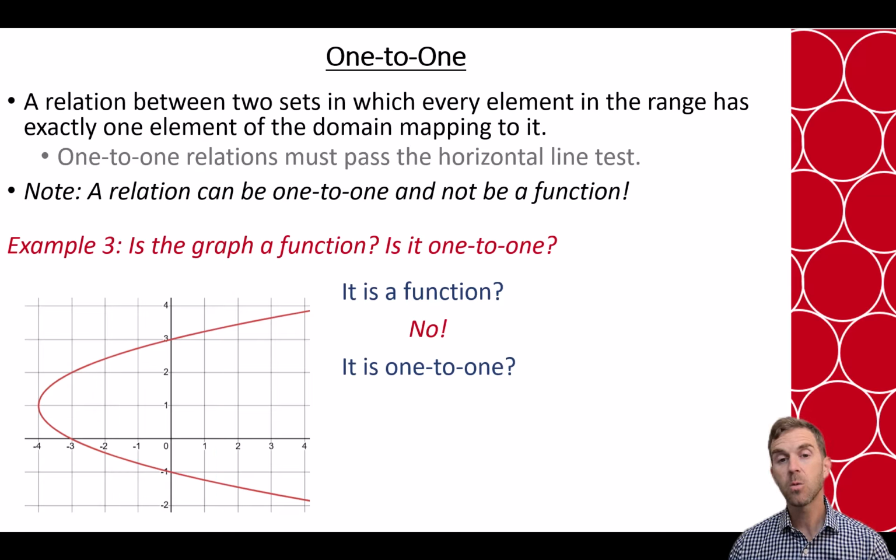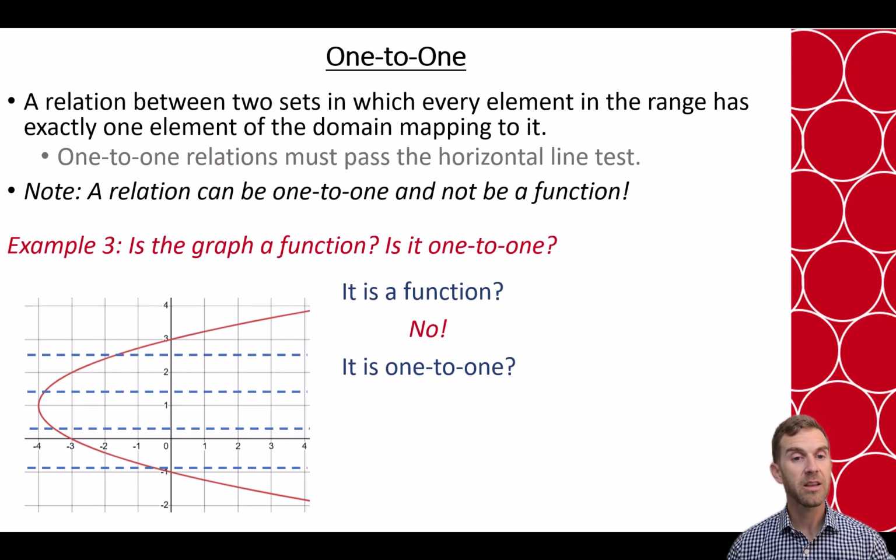However, when we check one-to-one, we're looking at the horizontal line test. And if we take a horizontal line through this horizontal parabola, we see that it hits at exactly one place everywhere along the parabola, so it is one-to-one. So it's not a function, but it is one-to-one.